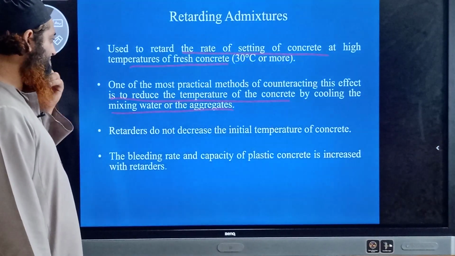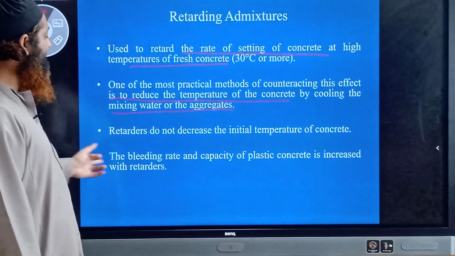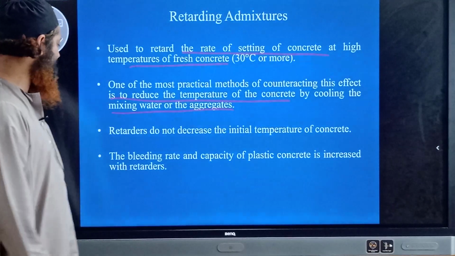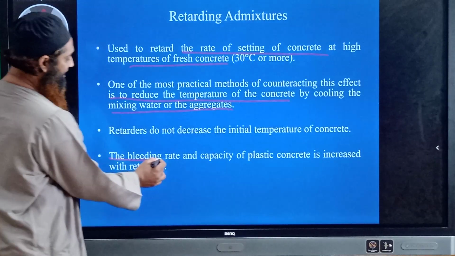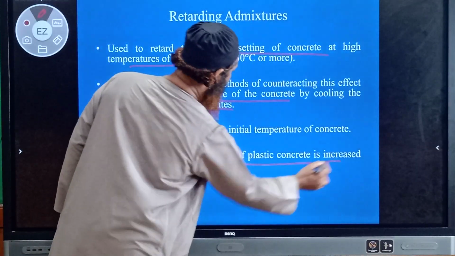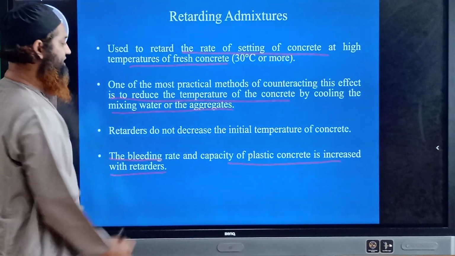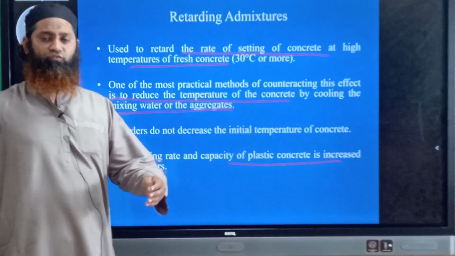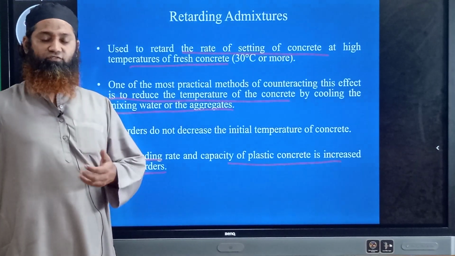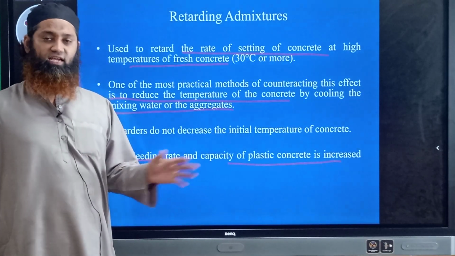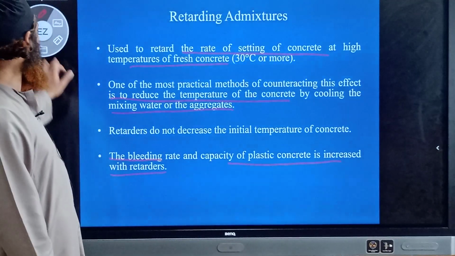Retarders do not decrease the initial temperature of concrete. The bleeding rate and capacity of plastic concrete is increased. You can see here the bleeding rate and capacity of plastic concrete is increased with retarders. Plastic concrete means the free flow of concrete. That concrete which is in a free flow form can be increased because of this retarding admixture.